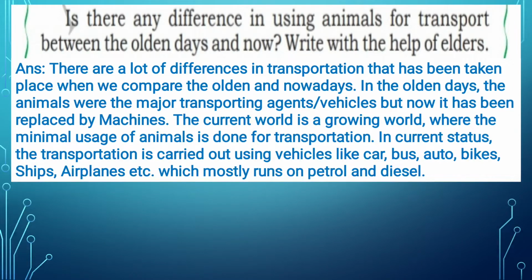The current world is a growing world, where minimal usage of animals is done for transportation. In current status, the transportation is carried out using vehicles like car, bus, auto, bike, ships, aeroplanes, etc., which mostly run on petrol or diesel. That is what the current world is growing. It is the developing world where the usage of animals is minimal.